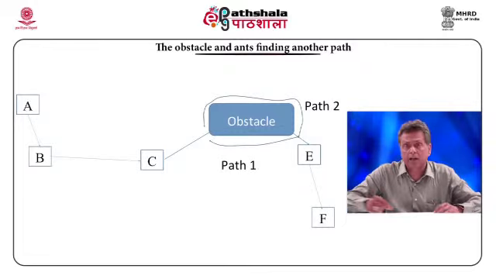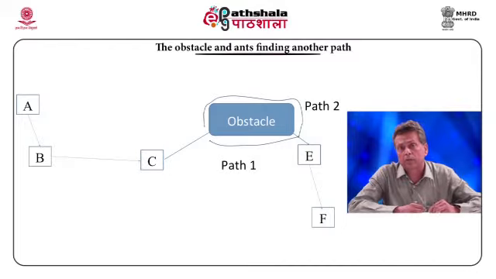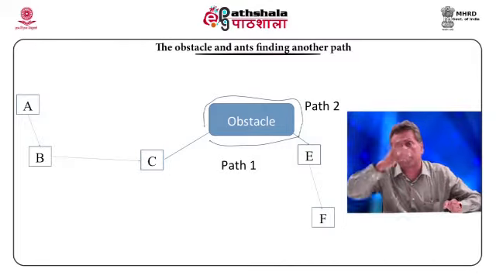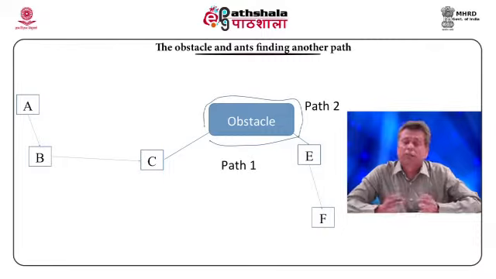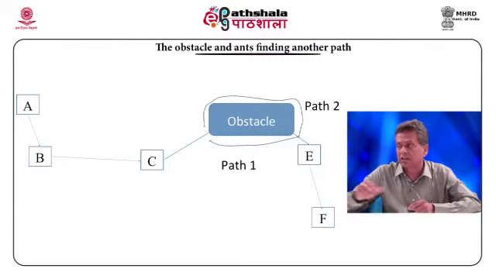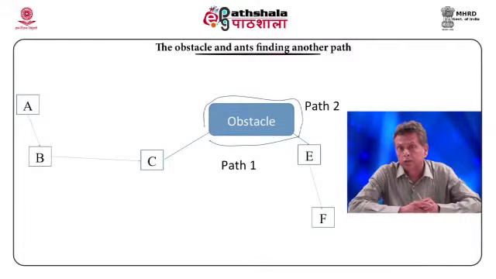So when they are coming back from E, again they find the obstacle. So again they choose either the upper part or the lower part, and we assume that it is done with equal probability. What will happen is there are two paths available now. There is path 1 and path 2. Now, you can clearly see that path 1 is a little shorter.